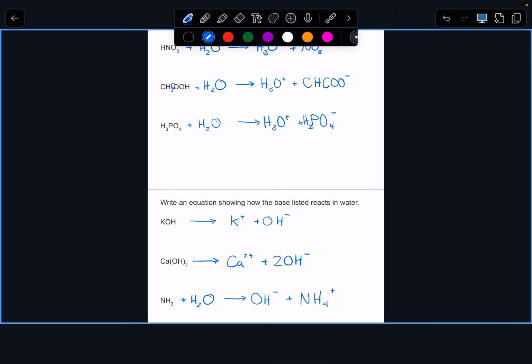Okay, we'll talk through these because there are some minute points that I want to make sure you guys are clear on. So as you're checking your answers, make sure you don't just have the formula right, but you have the charge correct as well, because that is an important part of acid base.